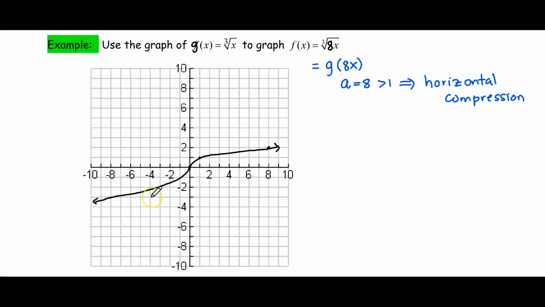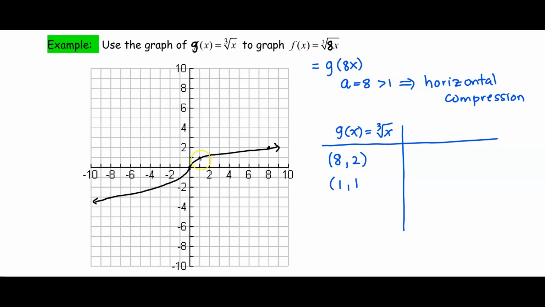Now to see how this graph will be compressed, let's take a look at this table here. We consider first points on the graph of g of x, which is the cube root of x. So that means points on the basic function. So we have this point here, which is 8, 2. And the point 1, 1. The point 0, 0. So again, these are points on the graph of the base function.